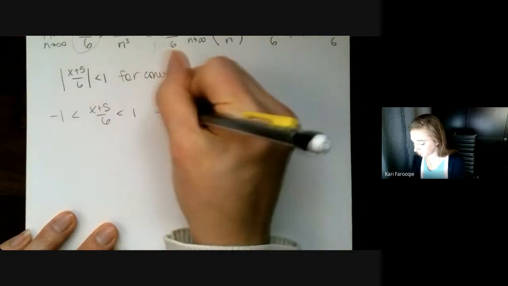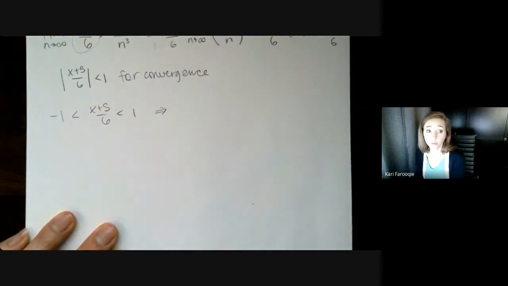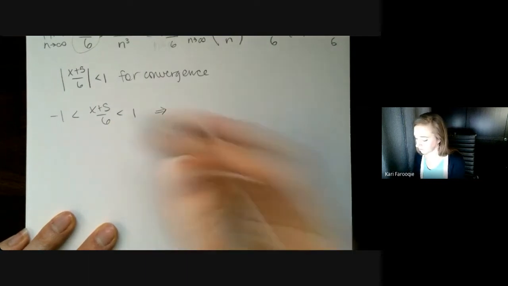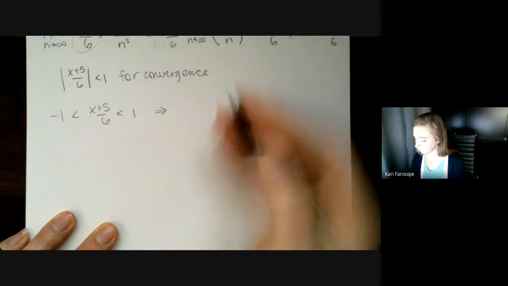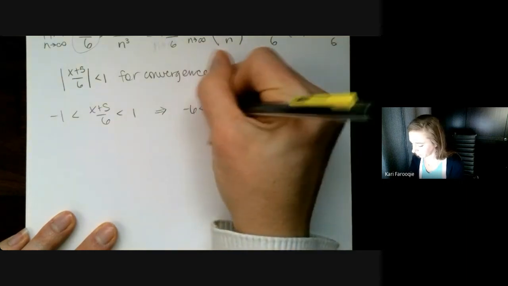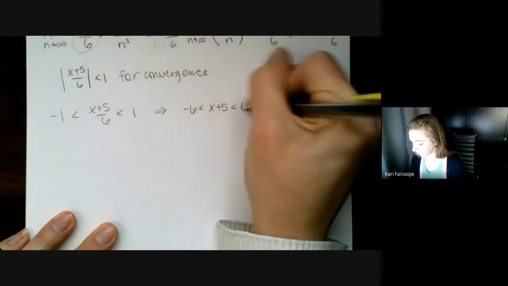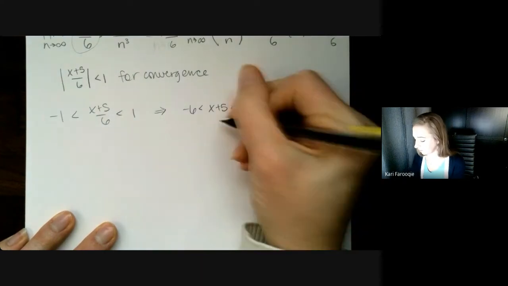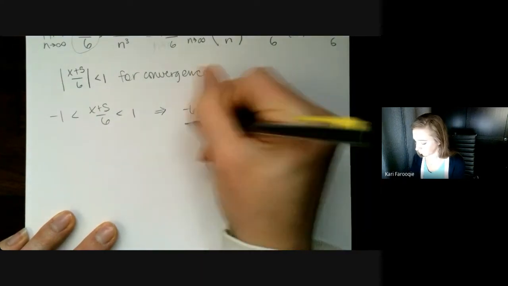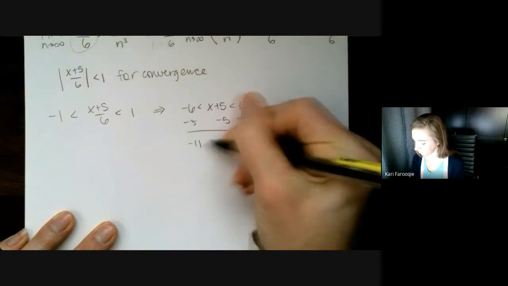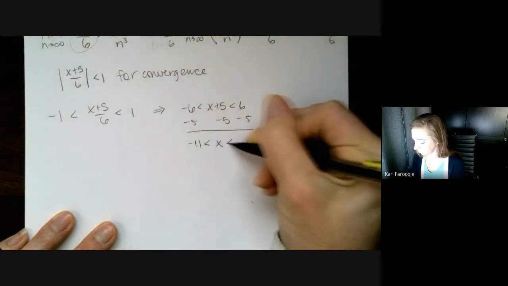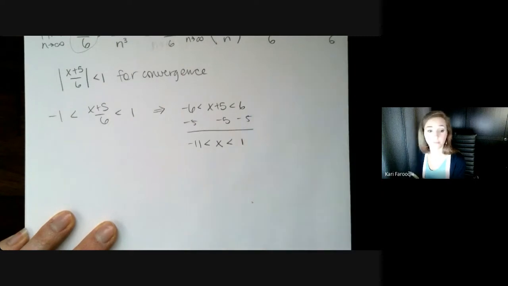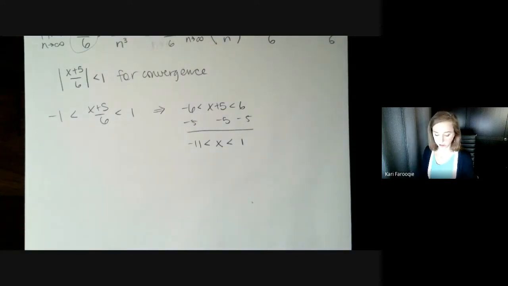So what we're going to do now is solve for the values that x could be in order for us to have convergence for the series. So I'm going to solve the inequality by multiplying by 6 on both sides. Or I guess I should say all 3 parts. And then we'll subtract 5 from all 3 parts. You'll get -11 is less than x, which is less than 1. So x is between -11 and 1.